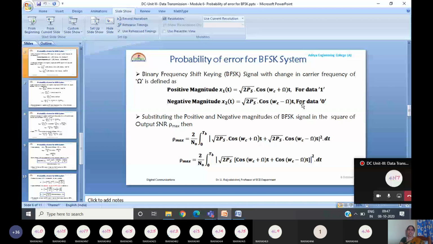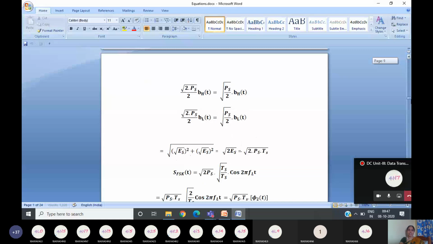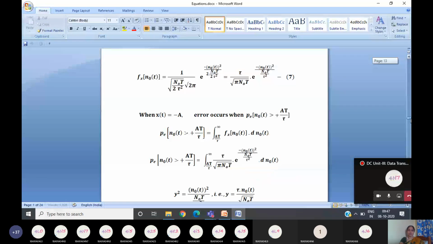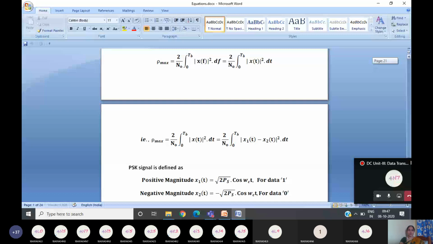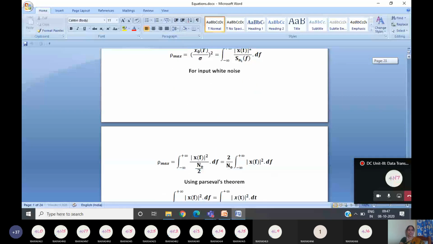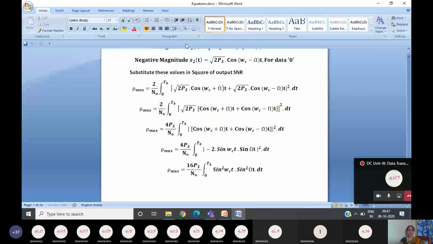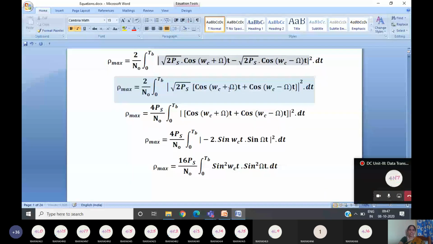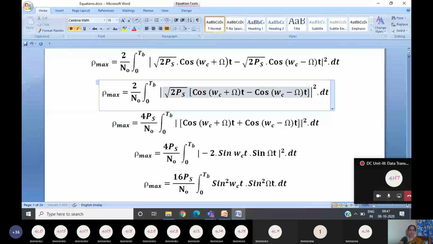Now please substitute x1 of t and x2 of t in the square of output SNR. This is x1 minus, actually here you will get minus, but I represented it as positive. So please write down x1 of t minus x2 of t whole square. What is x1 of t? x1 of t is root 2 Ps cos omega c plus omega multiplied by t, and x2 of t is, okay, here you got this minus, so please keep it as negative. Actually I did some mistake here, negative.